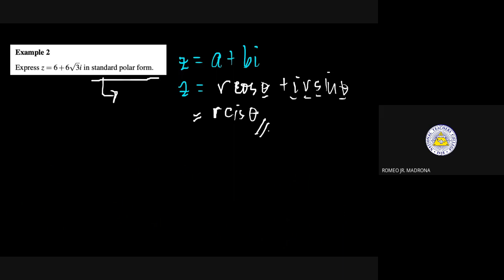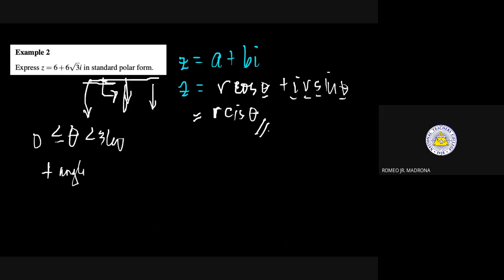Okay, so z in standard polar form. Sir, what is standard form, and what is polar? So many questions here. What is standard, what is polar, and what is form? Those are your questions. First, standard: the theta is a positive angle that starts from the x-axis, or the polar axis, or the real axis. Those are the connections.